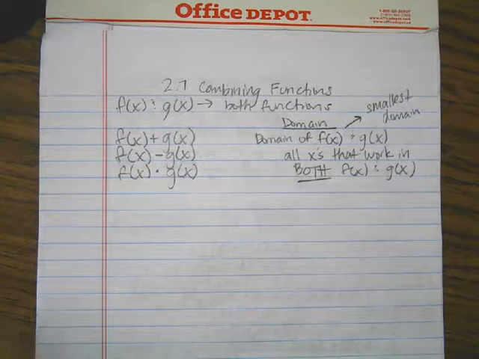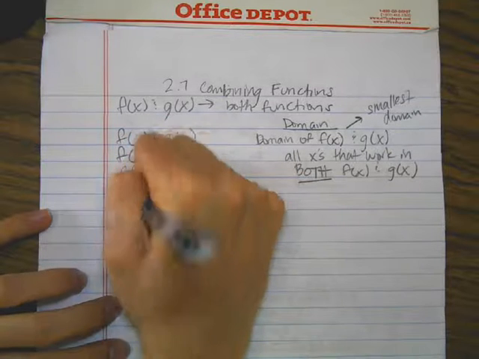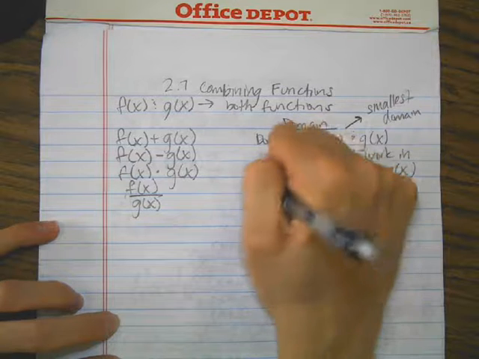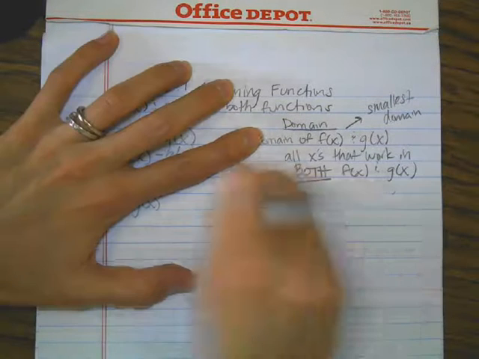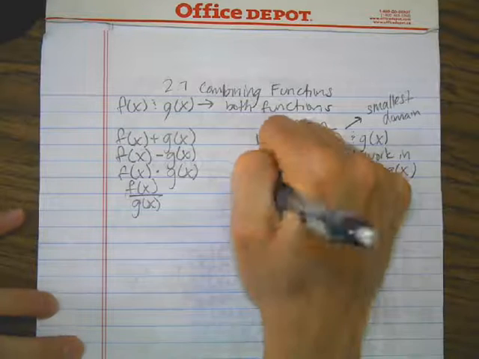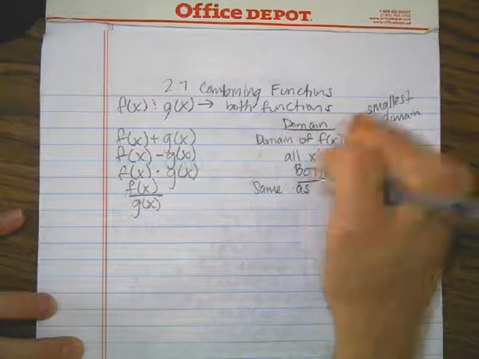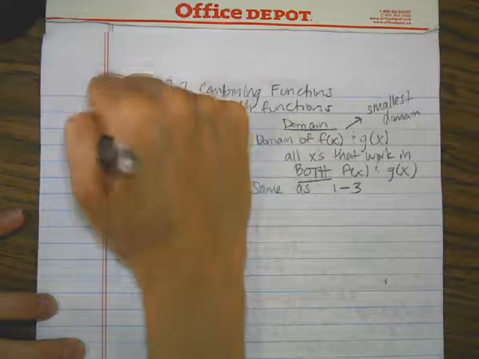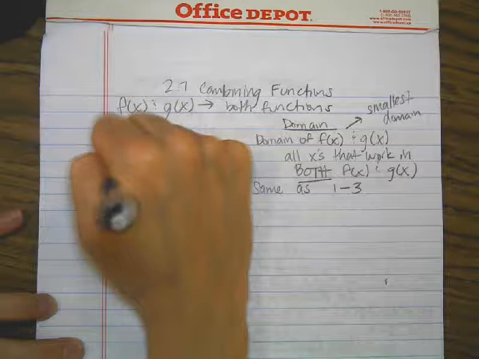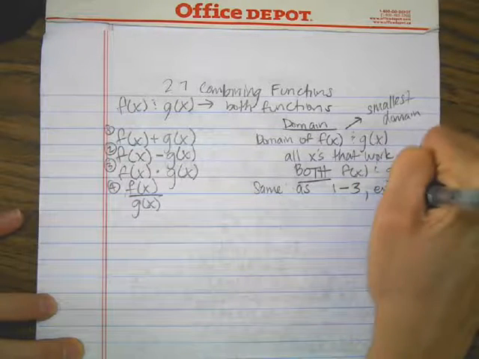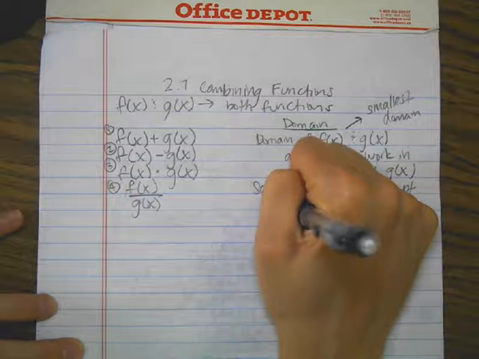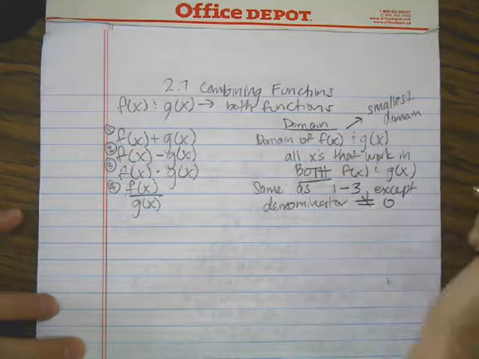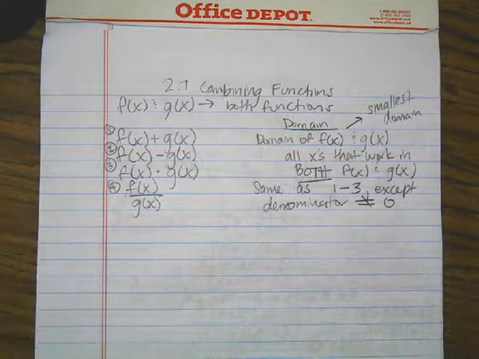The last one, f of x divided by g of x, you put one over the other. And this is the domain. It's the same as the top, so I should say, instead of rewriting all this, same as 1 through 3, and we'll label these 1, 2, 3, 4, except the denominator cannot equal 0. So wherever the x, so the same as the top, except the denominator cannot equal 0.